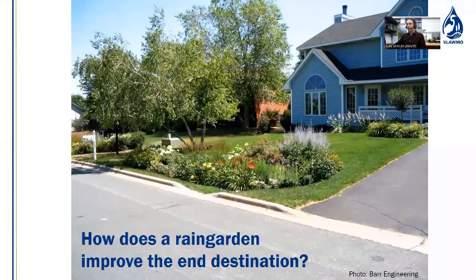And then we have, how does a rain garden improve that end destination? Well, we're catching it on the front end, and we're stopping water where it falls so that it moves less distance, picks up less material as it moves across the surface.